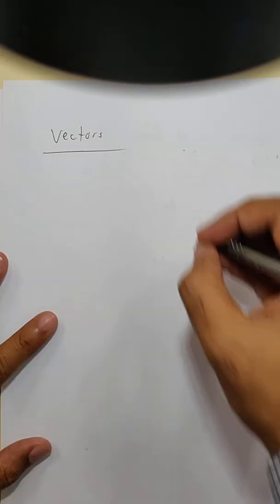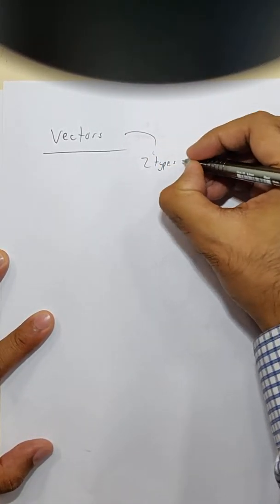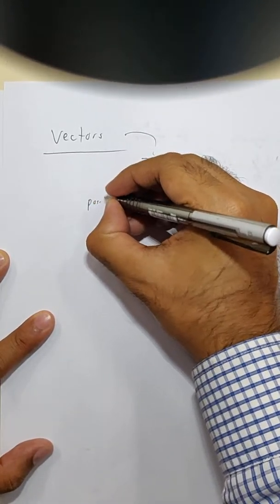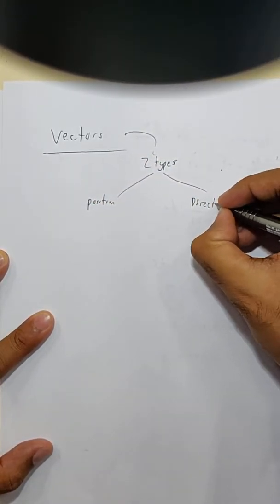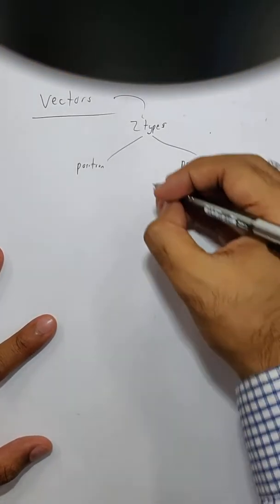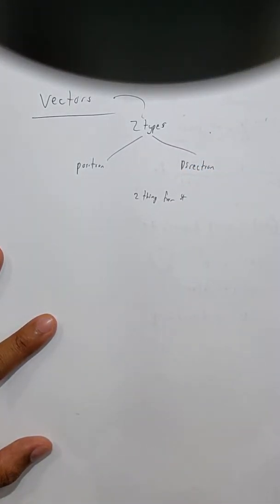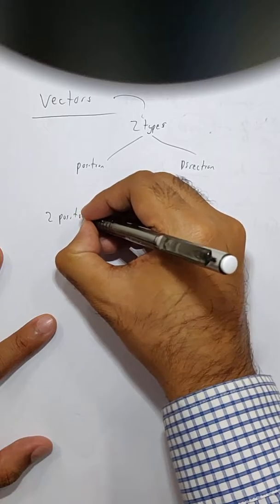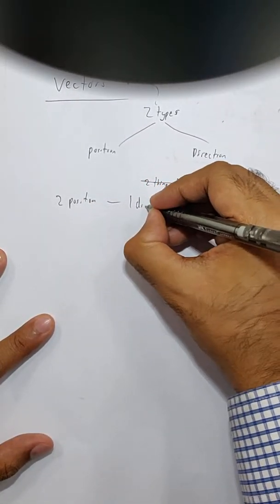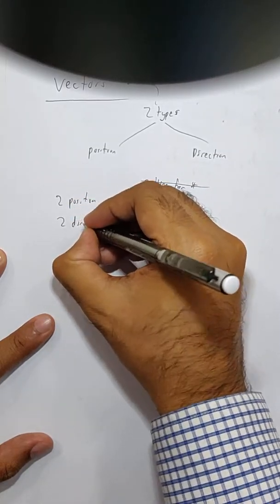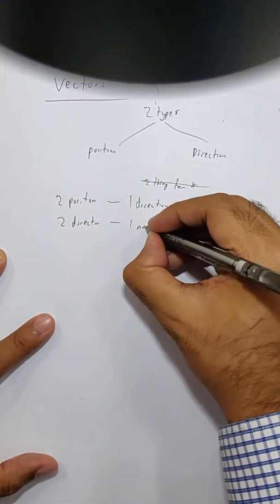Okay, last week I talked at length about vectors, and I told you what's the important thing about vectors. There are two types of vectors. What are they? Position and direction. You can build two things from it. Or maybe it's better to say this way: two positions give you what? One direction. Two directions give you what? One normal.